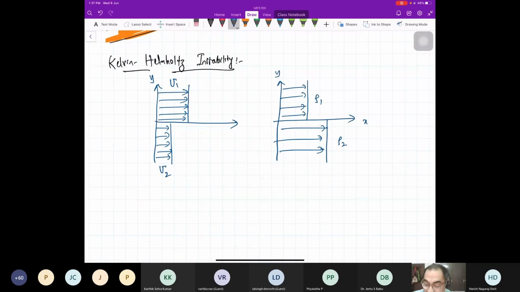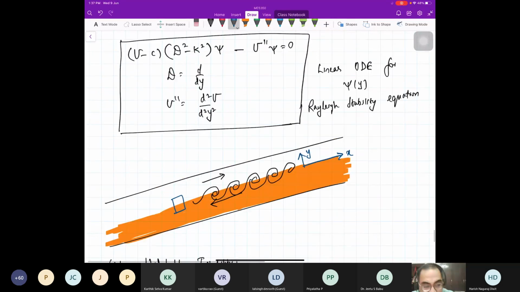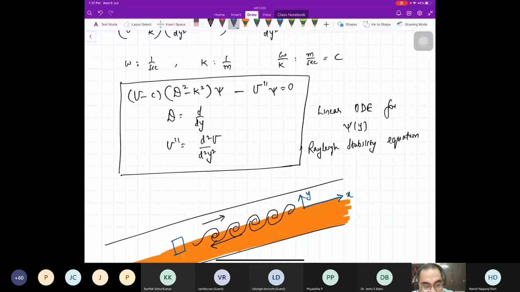Now, what is the biggest advantage of taking a profile like this? If I look at these profiles and connect it to what we had in this equation, let's look at the Rayleigh equation. It's a linear ODE, but it's a variable coefficient ODE. Why is it variable coefficient? Because I have u as a function of y here.